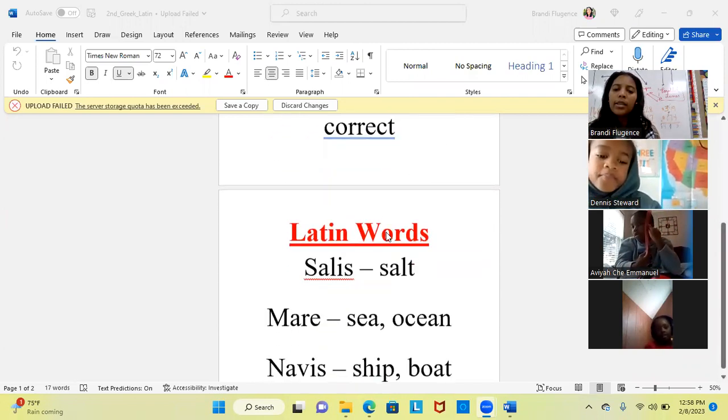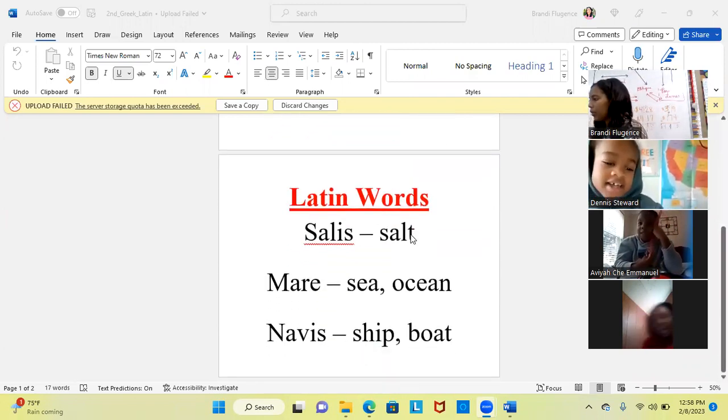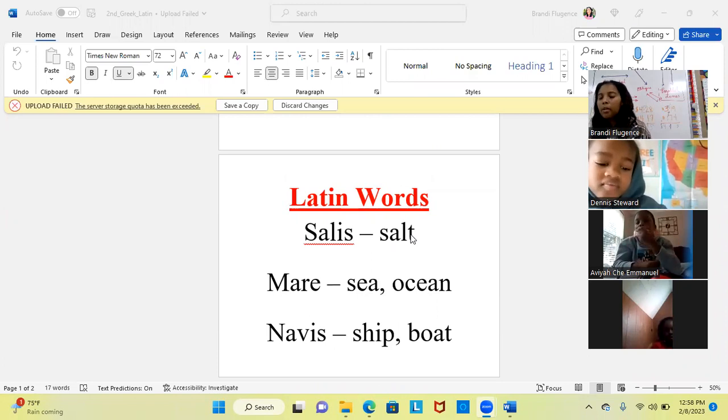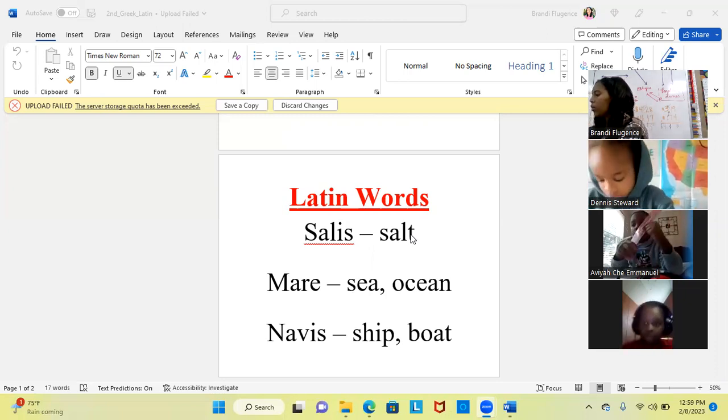Latin word, salus. S-A-L-I-S. Salus means salt. Good. Mare. M-A-R-E. Mare means sea and ocean. Navis. N-A-V-I-S means ship and boat.